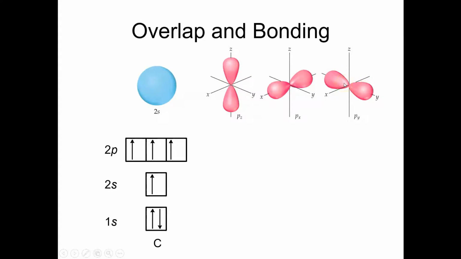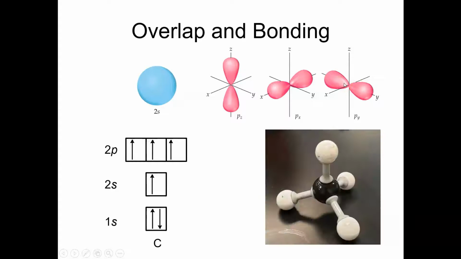But we know from the VSEPR stuff that we talked about in chapter 9 that methane is actually a tetrahedral molecule, and so you can't get tetrahedral out of these orbital shapes. So something else has to be going on, and that something else is what's known as orbital hybridization. I'm going to define orbital hybridization, and then I'll go through specific examples of the three types of orbital hybridization we're interested in.